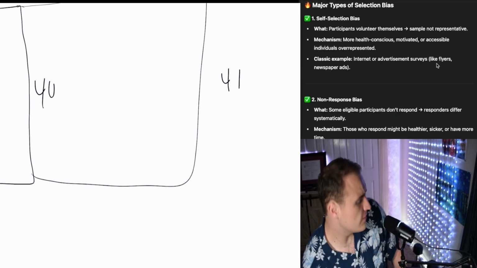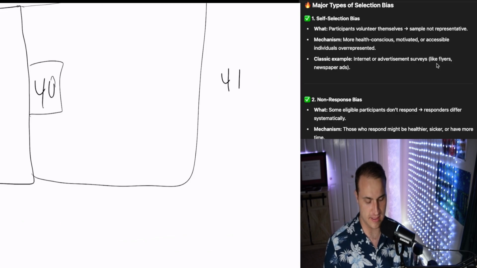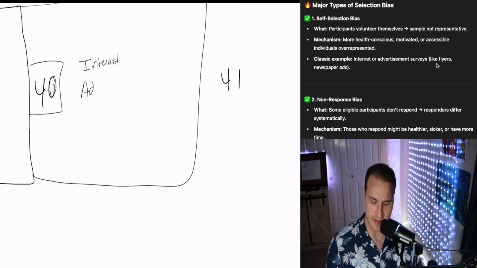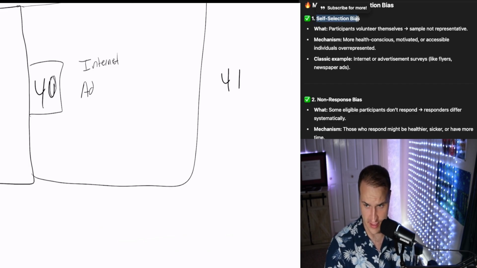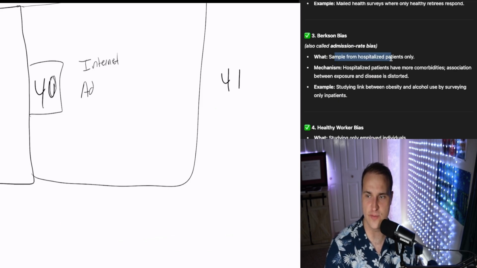Now, for 40, I'm going to do something a little bit different. I'm going to tell you everything you need to know that'll give away selection bias on step 1. If you see internet or ad surveys, like flyers, newspaper ads, then you got to think of self-selection bias. And then there are different types of bias you got to know. Non-response, those who respond are usually healthier. Berkson bias, it's when you sample just from hospitals.